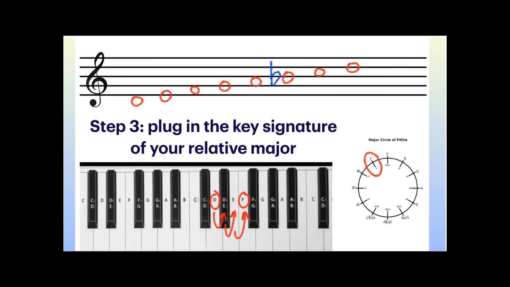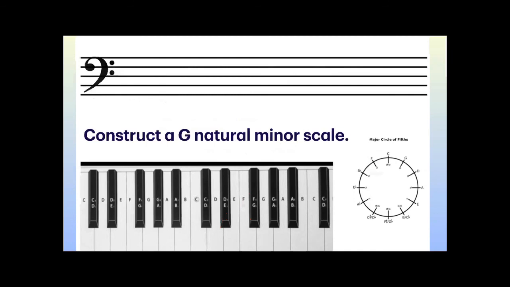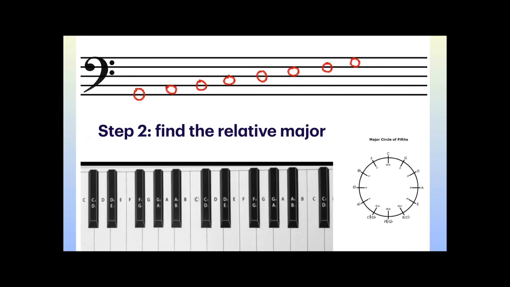Now let's construct a G natural minor scale. The first step is to put it on the staff. So we'll write from a G to a G. What sharps or flats does it need? We don't know yet, and it doesn't matter, because this is always our first step. Step 2, find the relative major. Well, we know the minor is G, so we're going to go up 3 half steps. 1, 2, 3, and we land on this key right here.